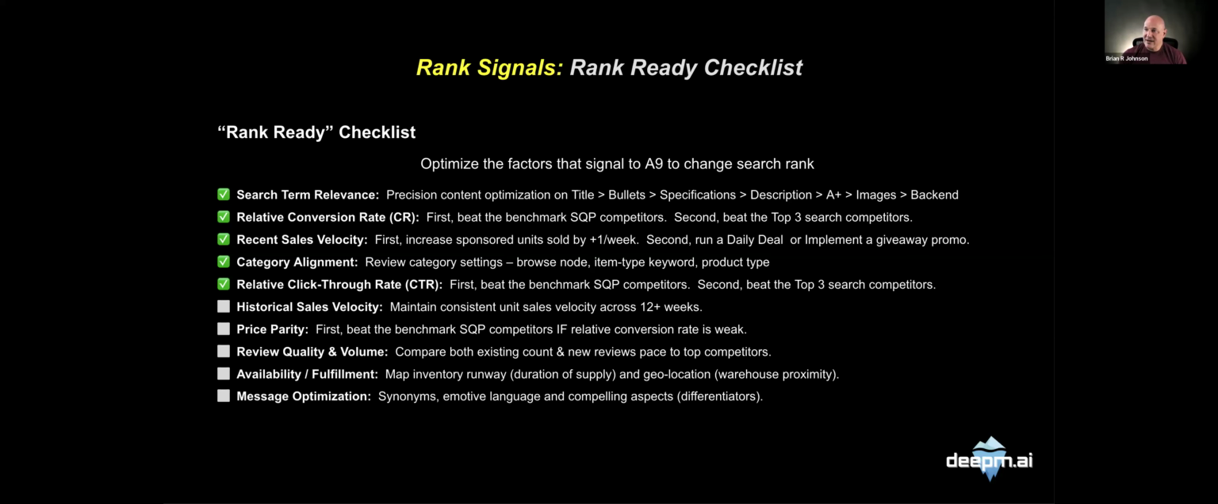Your relative click-through rate, first of all, should beat your average competitive set that is being represented in the search query performance competitors. And second, you can also look to see maybe not the click-through rate, but click share and purchase share through things like the top Amazon search terms. So you can get a little bit of visibility. Some of those are also available through the product opportunity explorer and some of these other reports. If you're not familiar with those, follow up with me afterwards.